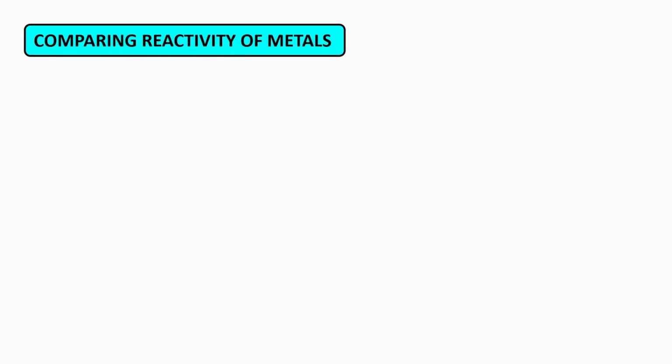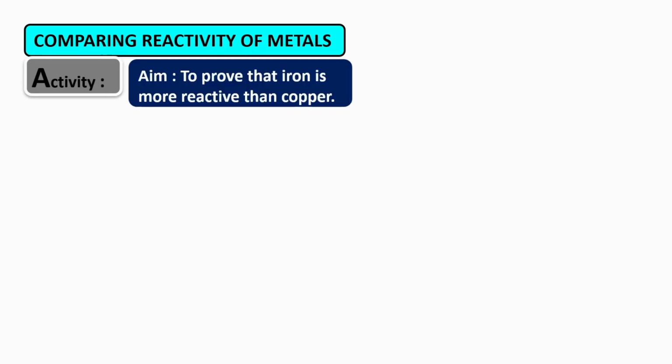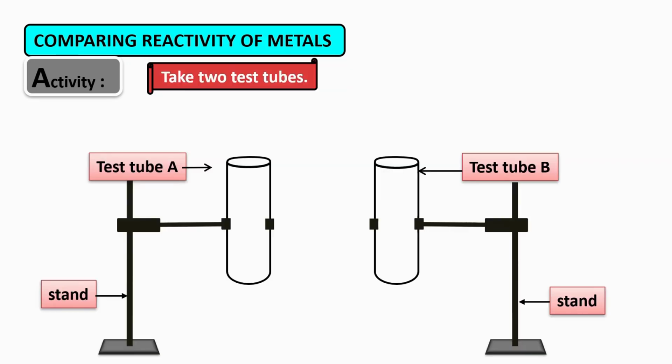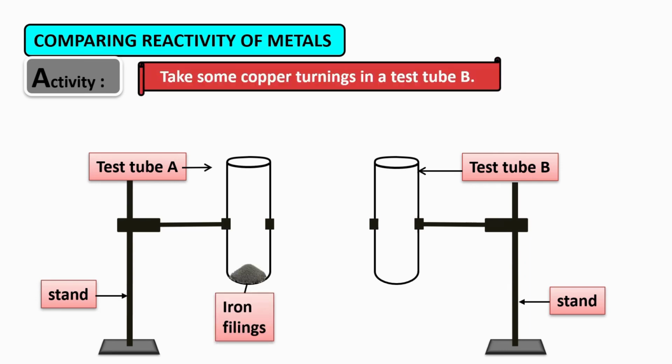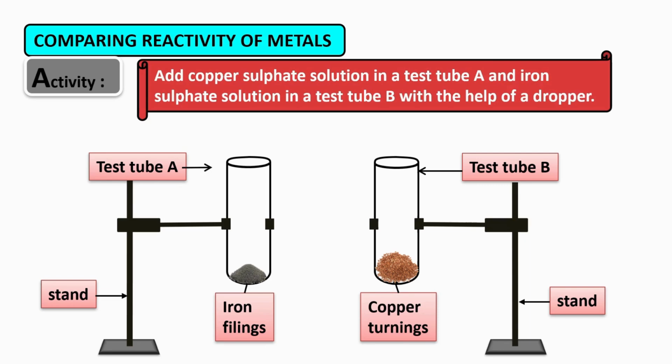Comparing reactivity of metals. Activity. Aim: to prove that iron is more reactive than copper. Take two test tubes. Take some iron filings in test tube A. Take some copper turnings in test tube B. Add copper sulfate solution in test tube A and iron sulfate solution in test tube B with the help of a dropper.